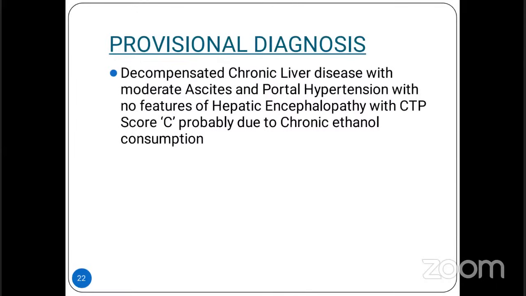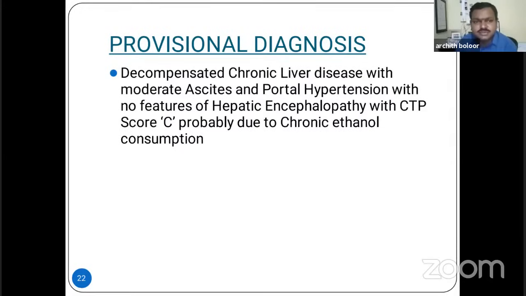Provisional diagnosis: decompensated acute on chronic liver disease with moderate ascites and portal hypertension with no features of hepatic encephalopathy, with a CTP score of C, probably due to chronic ethanol consumption. How did you calculate the CTP score?